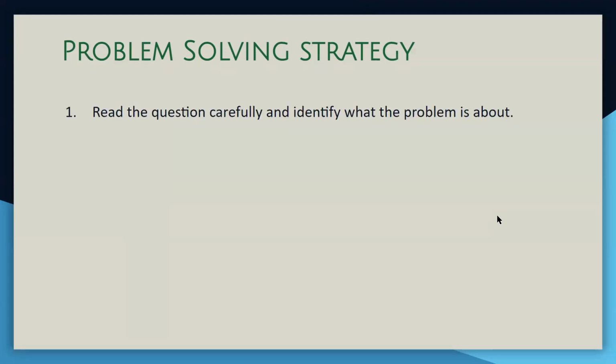So first, we read the question carefully and identify what the problem is about. This is the general read through to get a feel for what the question is about. We don't have to identify anything here other than to get a feeling for what it's asking about. Is this a probability question? Is this a probability table? Are they asking us about a frequency table or a histogram? What kind of things is this problem talking about?